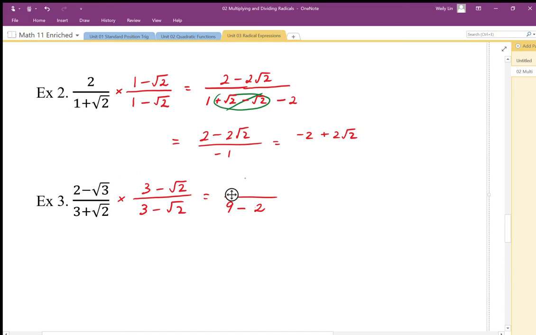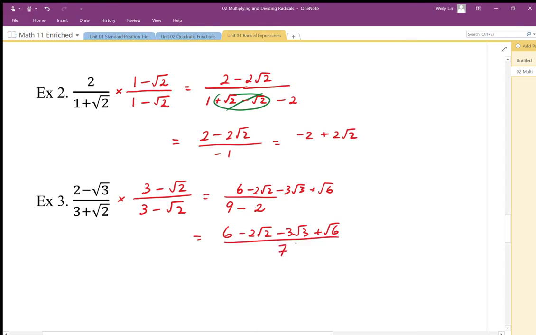I have to remember to use FOIL. So first, it's going to be 6 outside, minus 2 root 2, minus 3 root 3. Negative times negative is positive. Root 3 times root 2 is root 6. There are no like terms here, and no radicals to simplify, so I just leave the numerator. There are 4 terms in the numerator, and my denominator now becomes a rational number of 7.